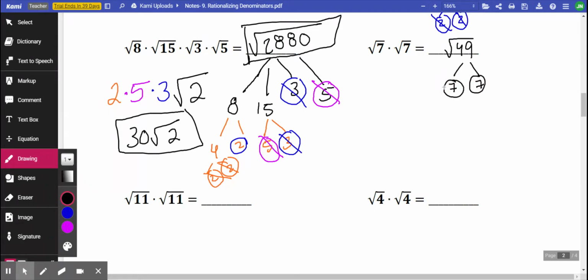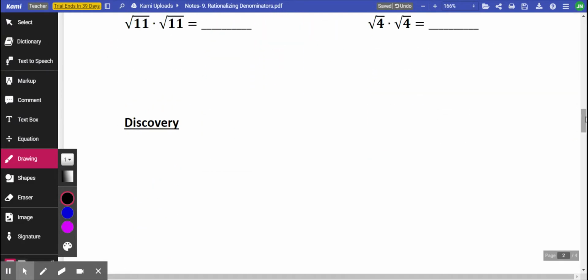I have 2 of the same number. That number goes on the outside. There's nothing left on the inside of the radical, so I'm basically just left with 7, because there's nothing left to put inside the radical, so it's gone. You'll see a pattern in a little bit.